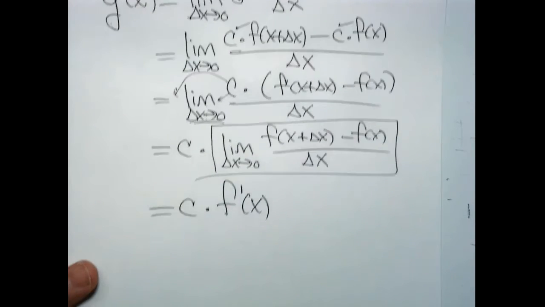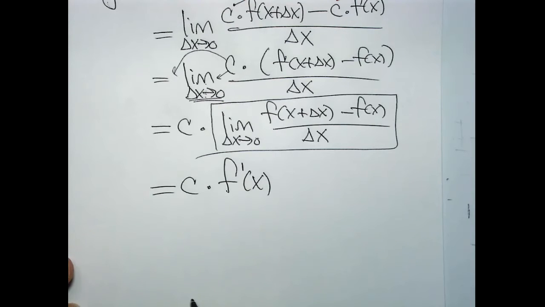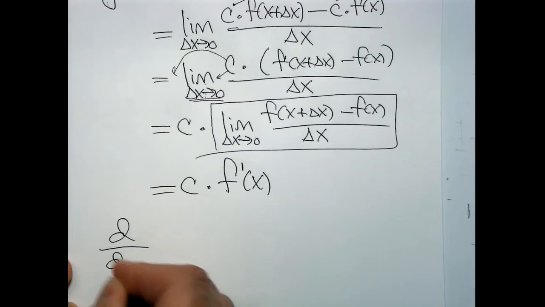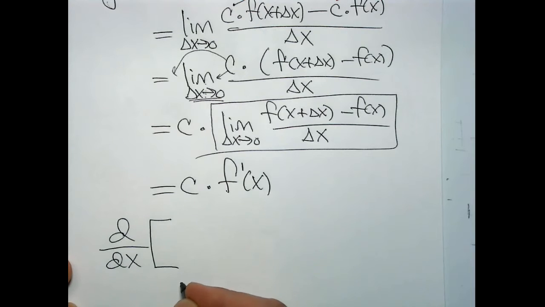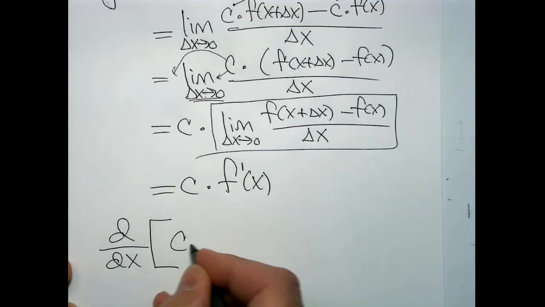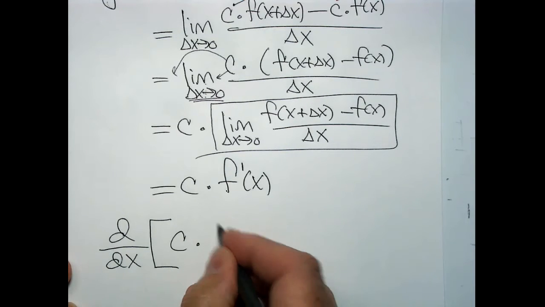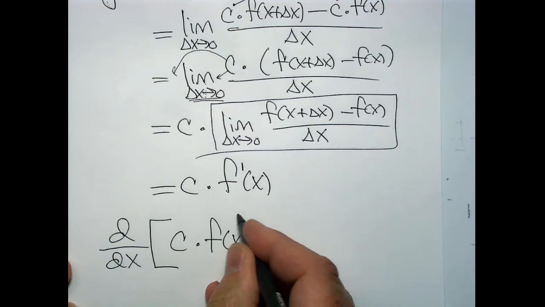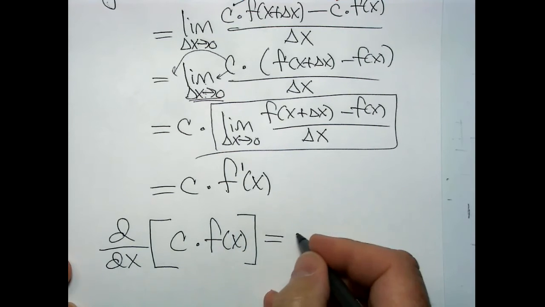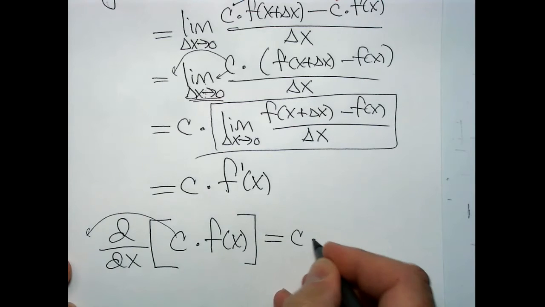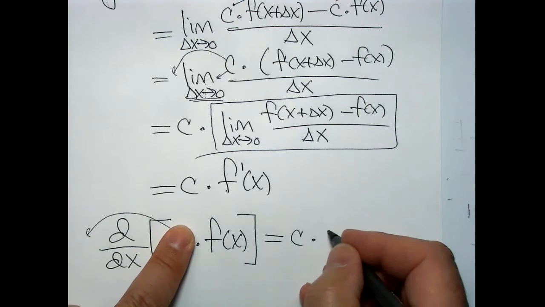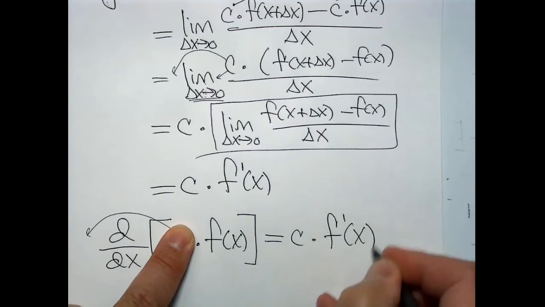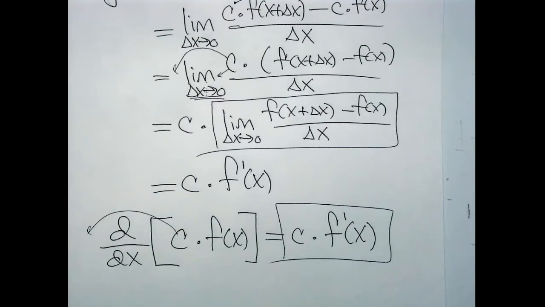So that gives us the constant multiple rule. The constant multiple rule says the derivative of any constant that is multiplied, not added or subtracted, but multiplied by a function is simply the constant can come out front, save it for later, and just take the derivative of the function itself. So the answer is not 0. It's c times f prime in that case. So that is a nice rule to remember. It's called the constant multiple rule.